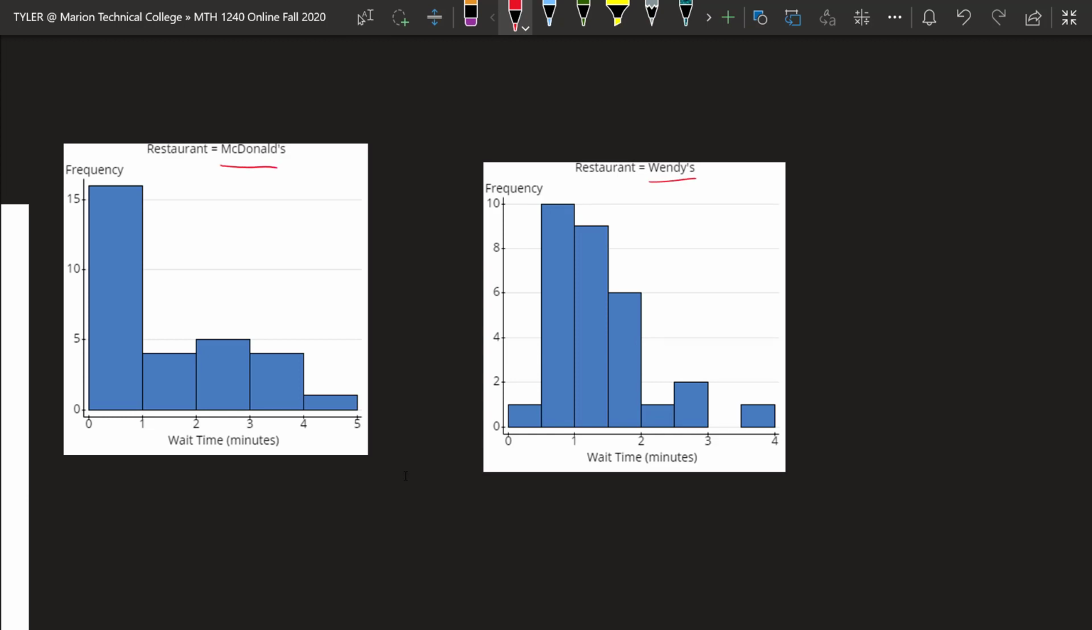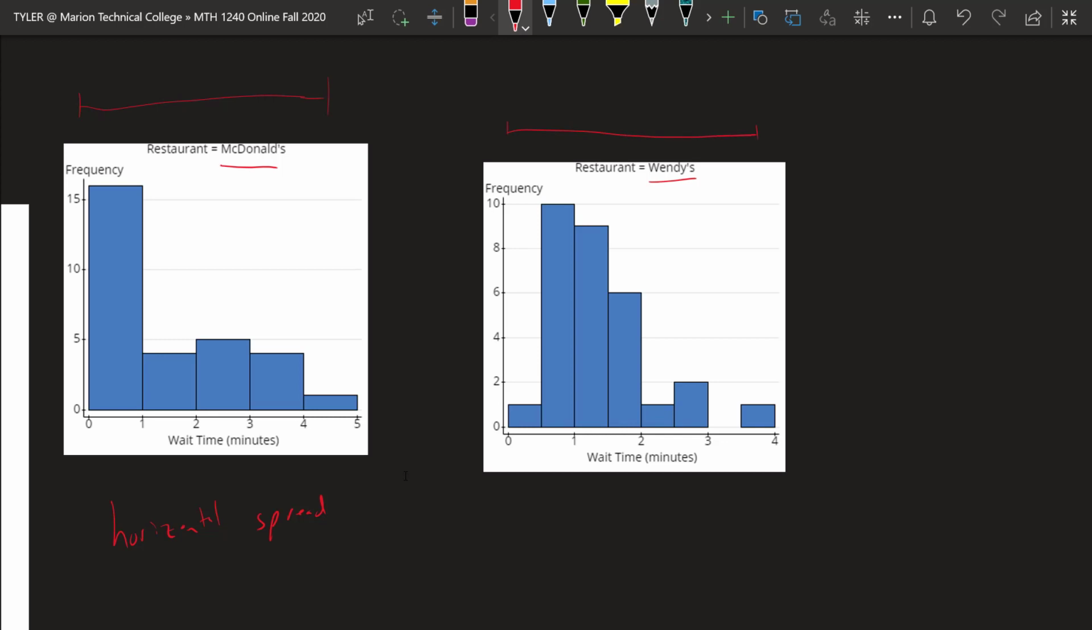One thing that sticks out to you about the shape is notice that the McDonald's is more spread out, the times, compared to Wendy's, where the bulk of the times are closer together, right? So this is what we call horizontal spread, right? How spread out your data is horizontally, right?